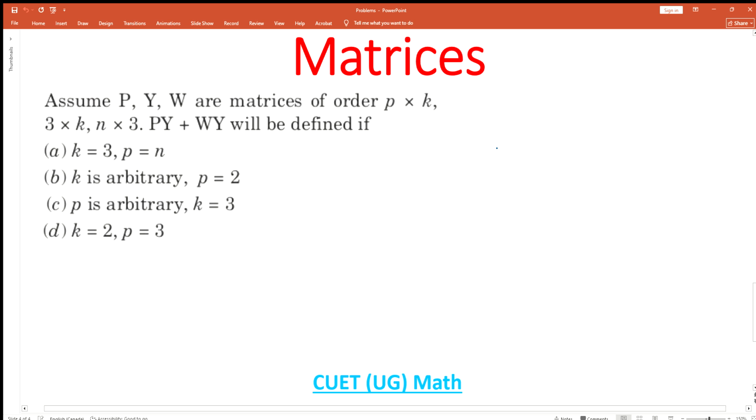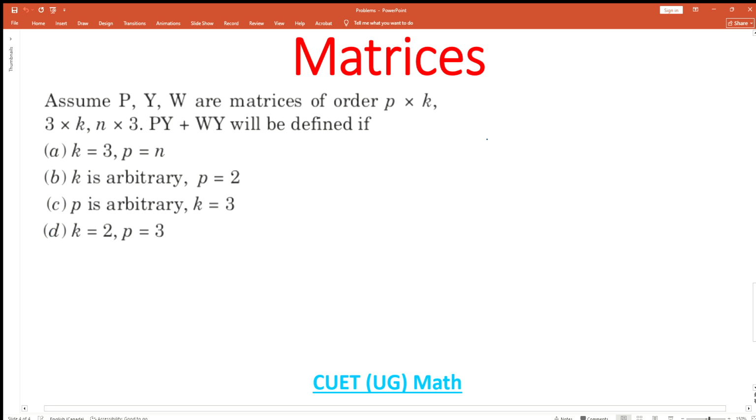In this video, we'll use concepts of matrices to solve this problem. As per the problem, assume P, Y and W are matrices of order P by K, 3 by K, N by 3. PY plus WY will be defined if, and we are given these four answer choices. We have to find out which of these answer choices is correct.